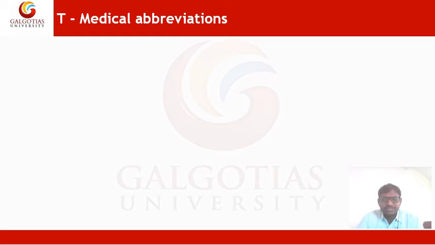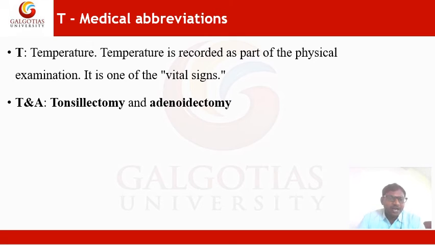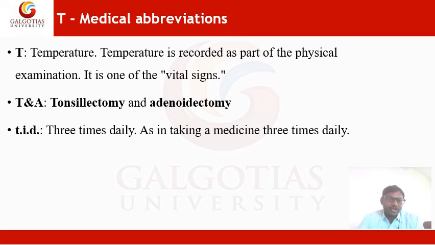Medical abbreviations related to T. T, single T, is temperature. Temperature is recorded as part of the physical examination and is one of the vital signs. T and A is tonsillectomy and adenoidectomy, a type of surgery where the tonsils and adenoids are removed from the human body. TID is three times daily, taking medicine three times daily, like morning, afternoon, and evening.